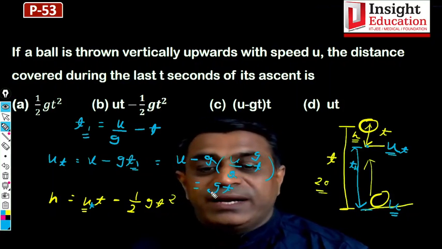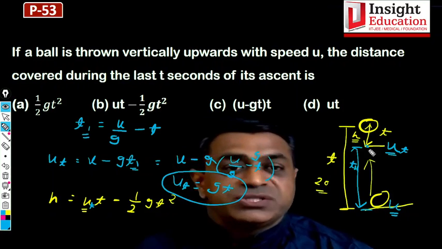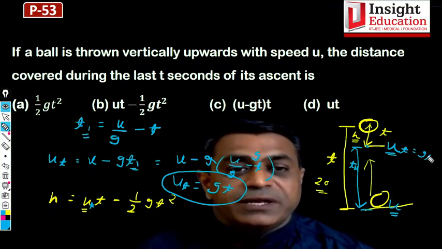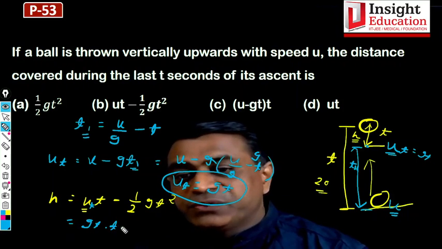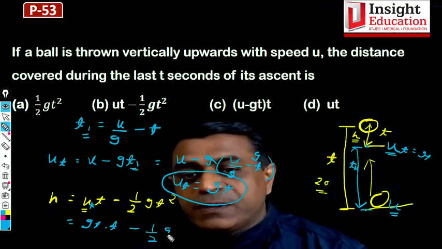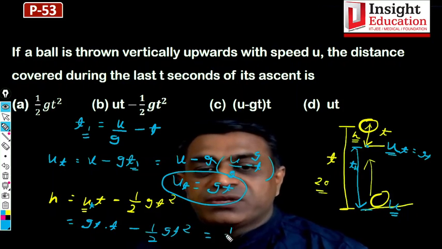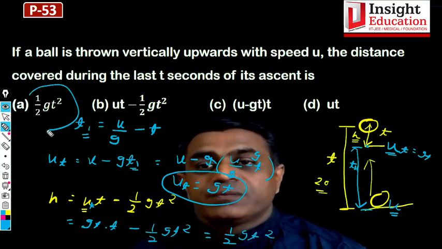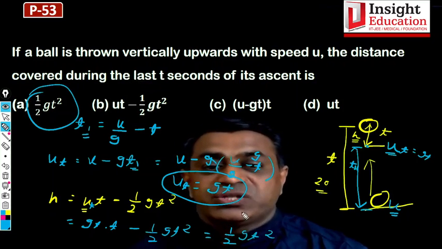So u at time t, so that is gt. So replace u by gt, so gt into t minus 1 half gt square. So gt square minus 1 half gt square, so answer is 1 half gt square. If we are in a hurry, we can write ut minus 1 half gt square, but the actual answer is 1 half gt square.